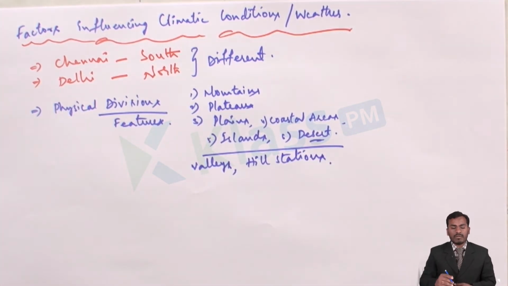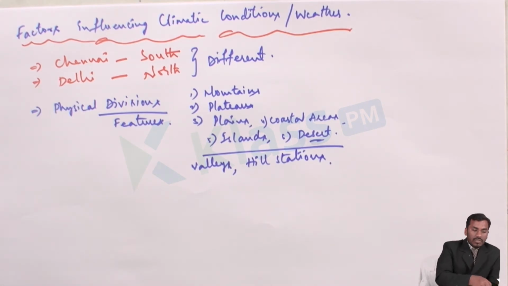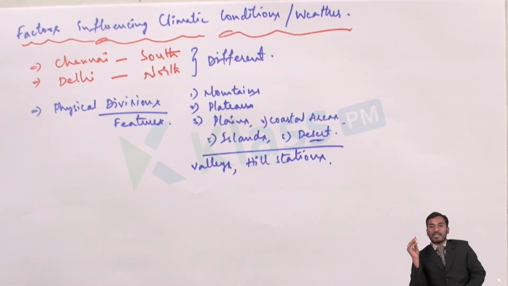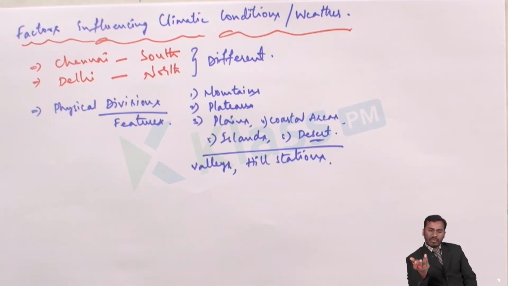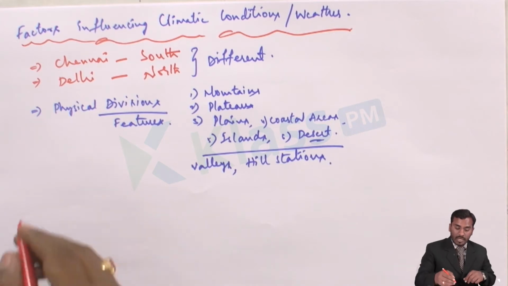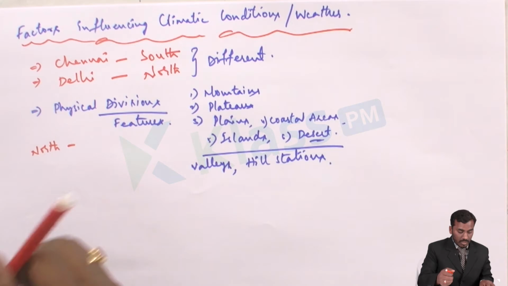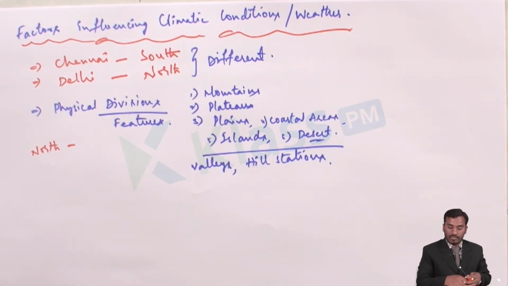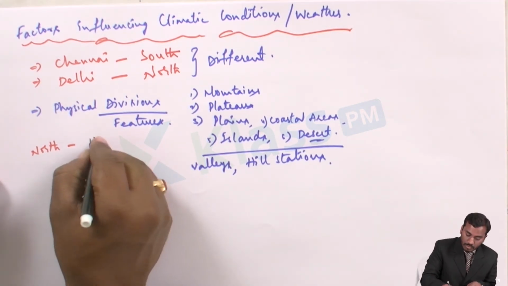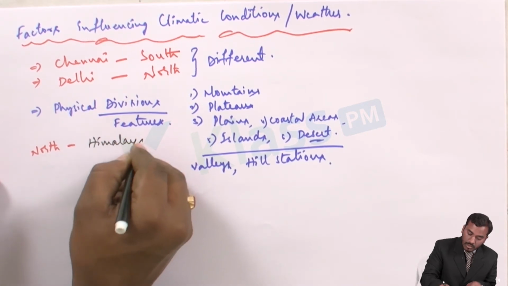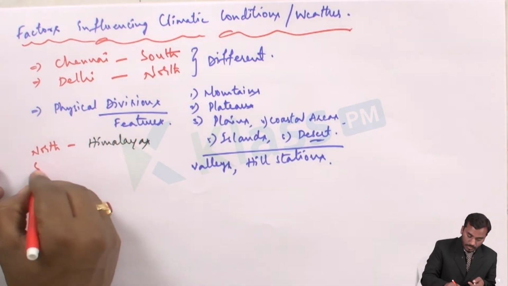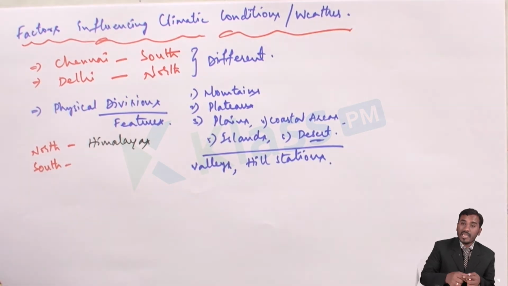Okay, like this, we have different types of physical features, and all these physical features comprise different factors like geographical area, vegetation, and many more. Along with that, to the north of our country, we have something. What is the something we have towards the north of our country? That is the Himalayas. It is bounded by the Himalayas. And towards the south, it's entirely a peninsula.